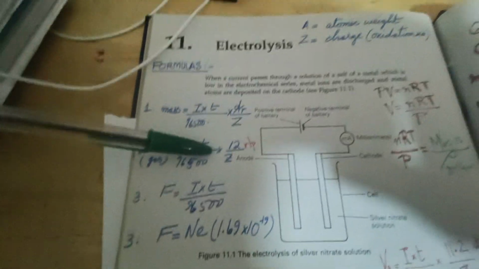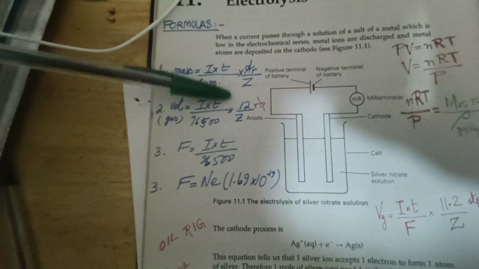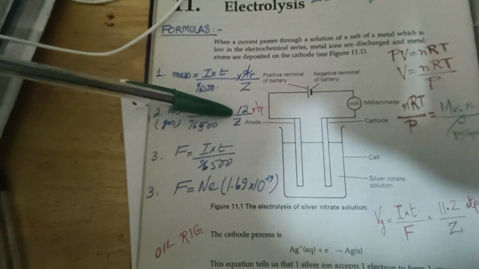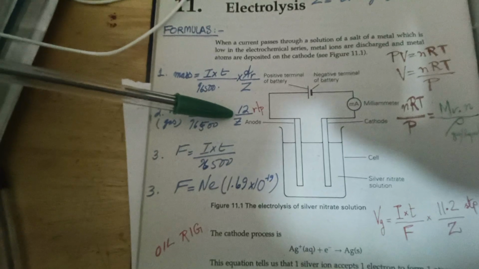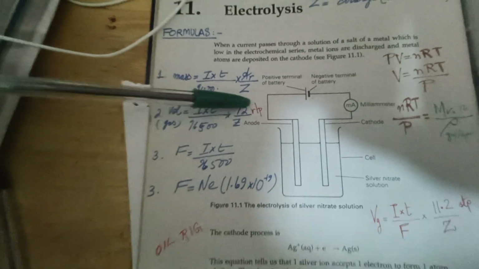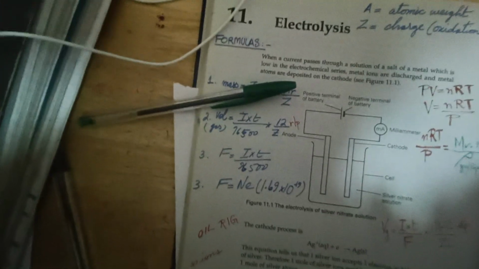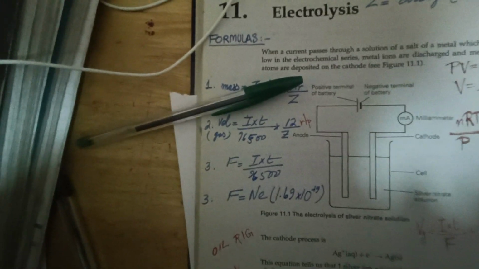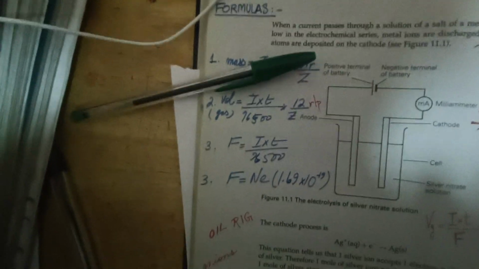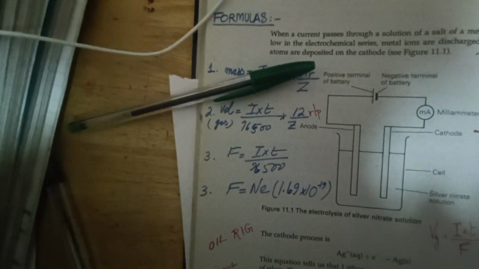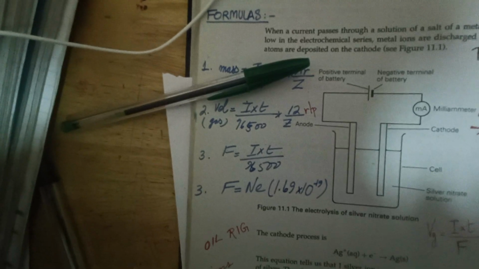So, and then at RTP, it would be 12 divided by 2 divided by the valency, and then at STP, it would be 11.2 divided by the valency. And then the third formula is the Faraday constant, which is Q over the Faraday constant.